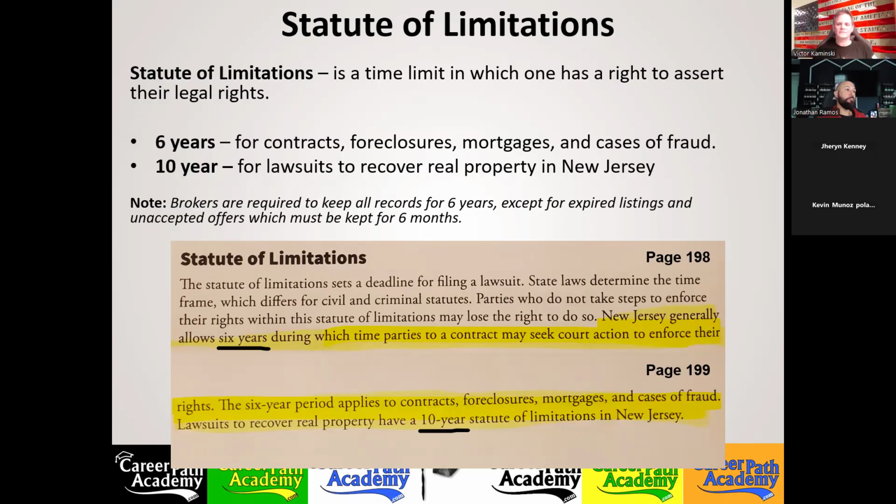Okay, guess not. So let's highlight: New Jersey generally allows 6 years during which time parties to a contract can seek court action to enforce their rights. And this 6-year period applies to contracts, foreclosures, mortgages, and cases of fraud. And lawsuits to recover real property have a 10-year statute of limitations.